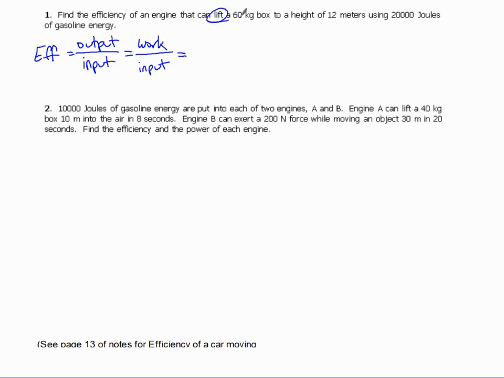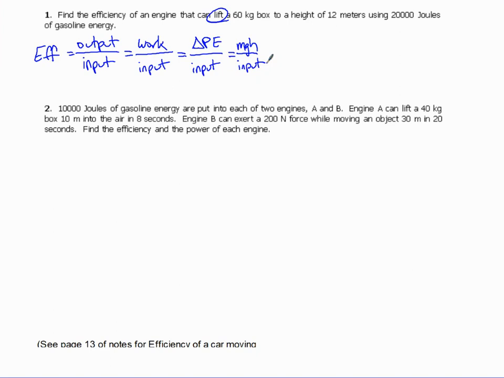So we are lifting this box. Lifting implies a change in potential energy. There's very little potential energy near the floor. There's a lot of potential energy 12 meters up in the air. If you fall from 12 meters, that's a lot of potential energy, the energy that is going to hurt when you hit the ground. Change in potential energy divided by the input. In other words, the mass times the acceleration of gravity times the height divided by the input.